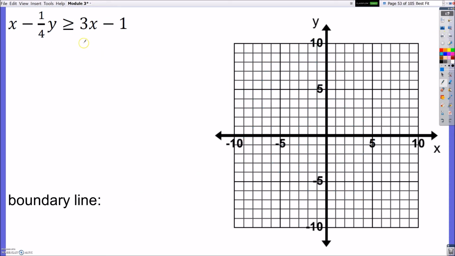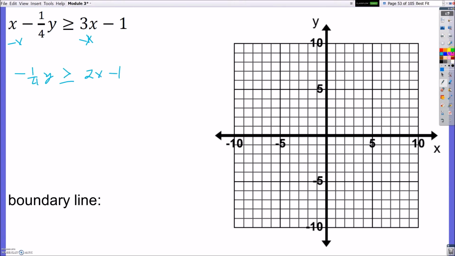All right, last one. This goes back to a linear equation. Remember, we're trying to get y all by itself. And I want you to notice this is going to be a solid line because it's greater than or equal to. It's that or equal to that makes it a solid, not a dotted line. So the first thing I want to do is minus x on both sides. Once I minus x, I'm going to have -1 over 4y is greater than or equal to 2x minus 1.